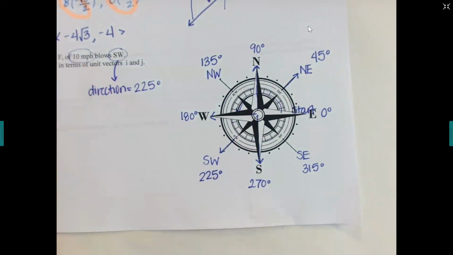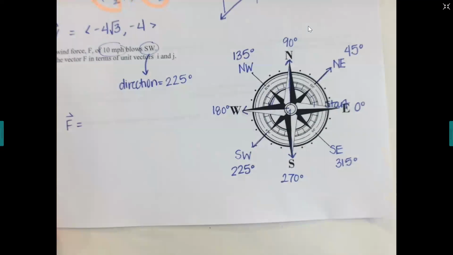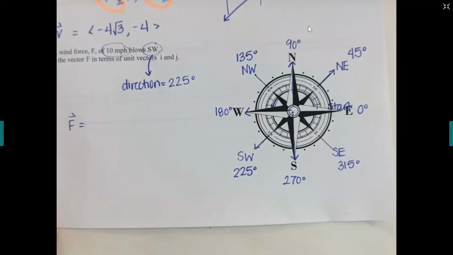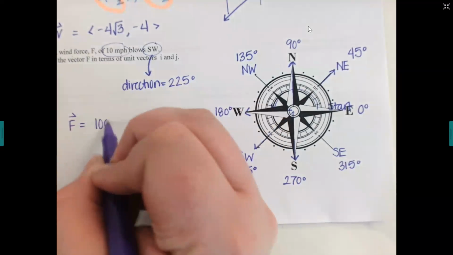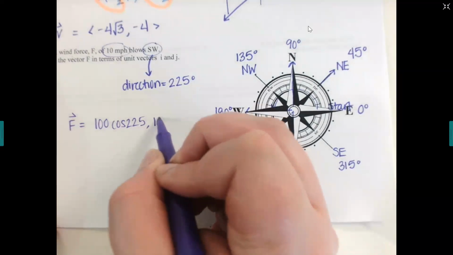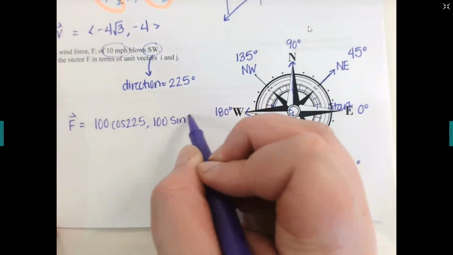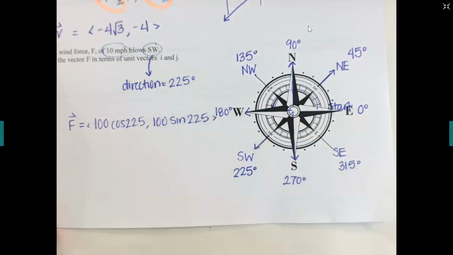So here's what you would write. The force equals. So I'm going to do my little F with the little half arrow to show that it's a vector. And then I would say 10 miles per hour is how long it is, times the cosine of 225. And then 10 miles per hour times the sine of 225. Okay, but remember that that formula is always the same. The first number is how long it is. And then the second number is whatever your theta is, which would just be your direction.